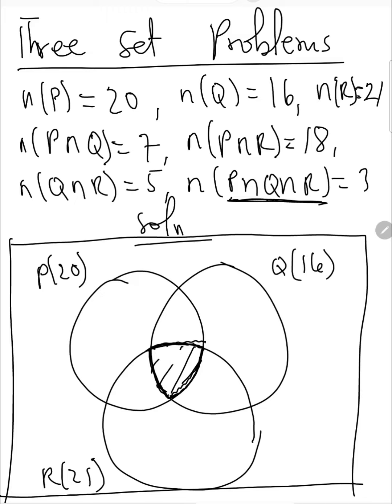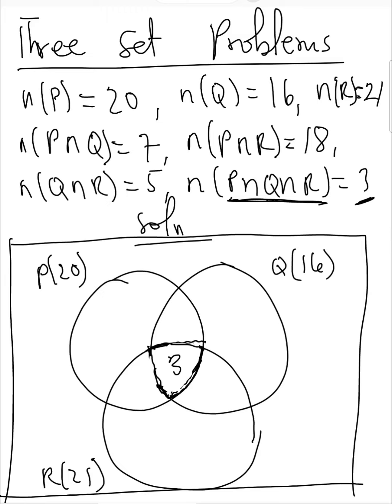So once we have been able to identify that, then from the question, what's the figure or what's the number? It's 3. So we write our 3 over here. Okay.